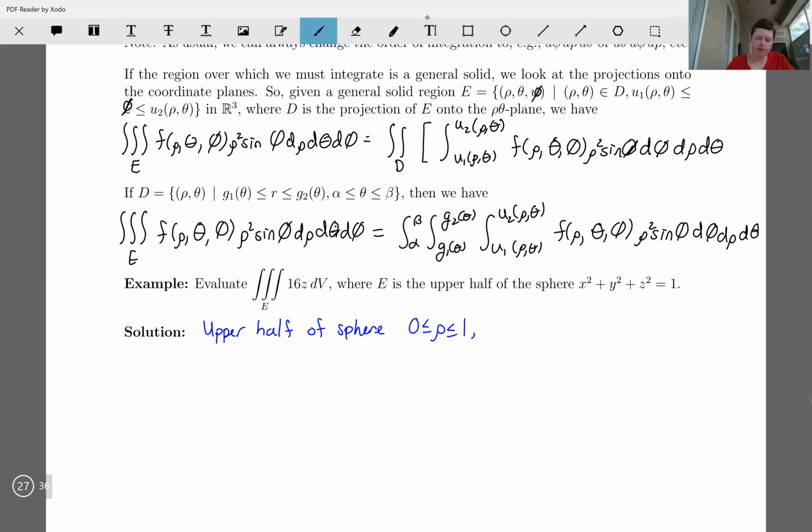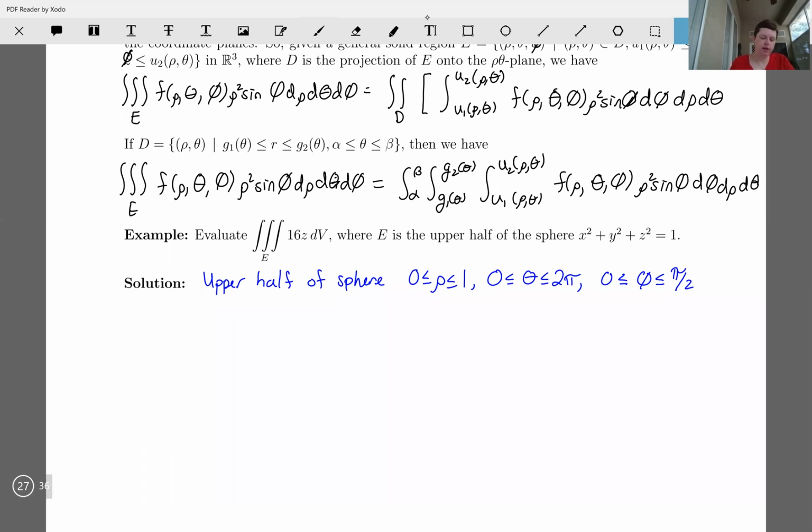Our theta, since it's the whole sphere, and when we do the projection down we get the entire circle, theta is going to be between 0 and 2 pi. And since we're only in the upper half, phi is going to be between 0 and pi over 2. Right, when phi is 0, we're at the z-axis, and when phi is pi over 2, we're on the xy plane. Okay, so here goes.